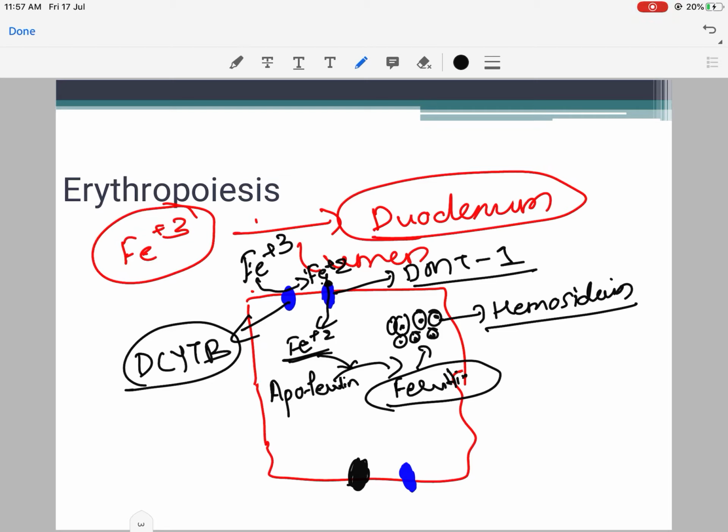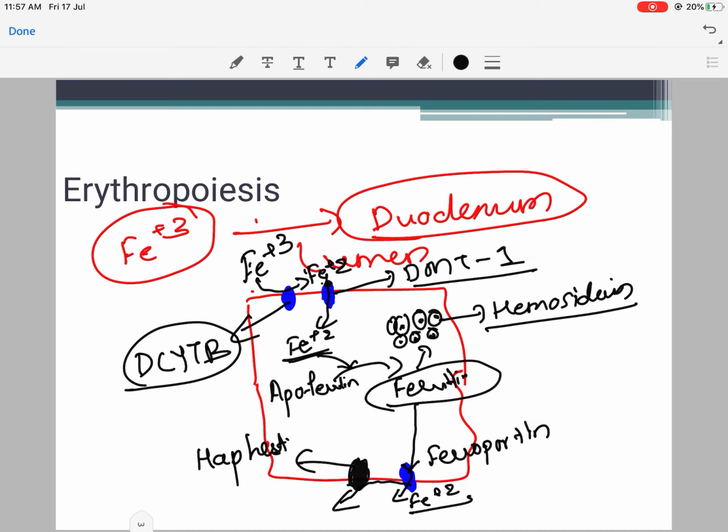So if the body requirement of iron is high, then this attaches to another molecule called ferroportin, which transports it out, Fe+2. Now to transport it out, as I said earlier, the transport molecule is always Fe+3, and Fe+2 only crosses the membrane. So what it does is that it attaches to another molecule here called hephaestin. Now this hephaestin converts it into Fe+3, and this is transported.